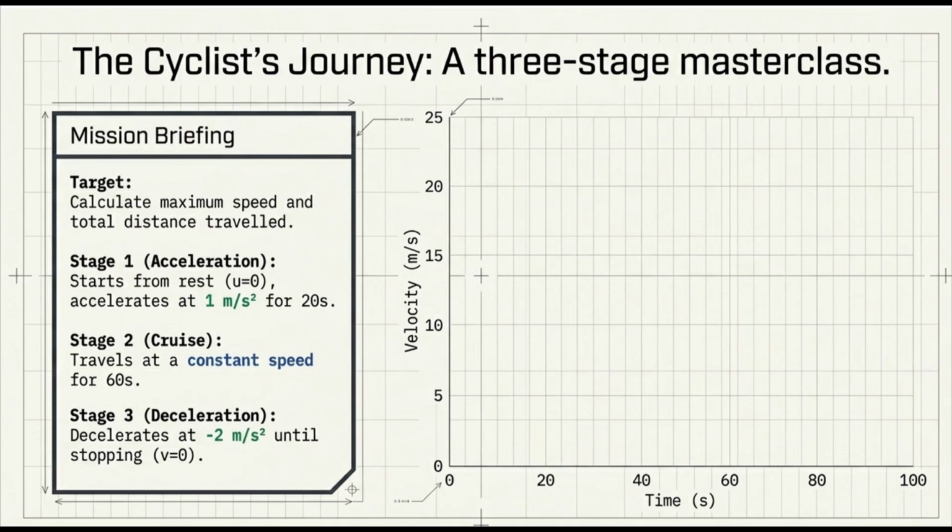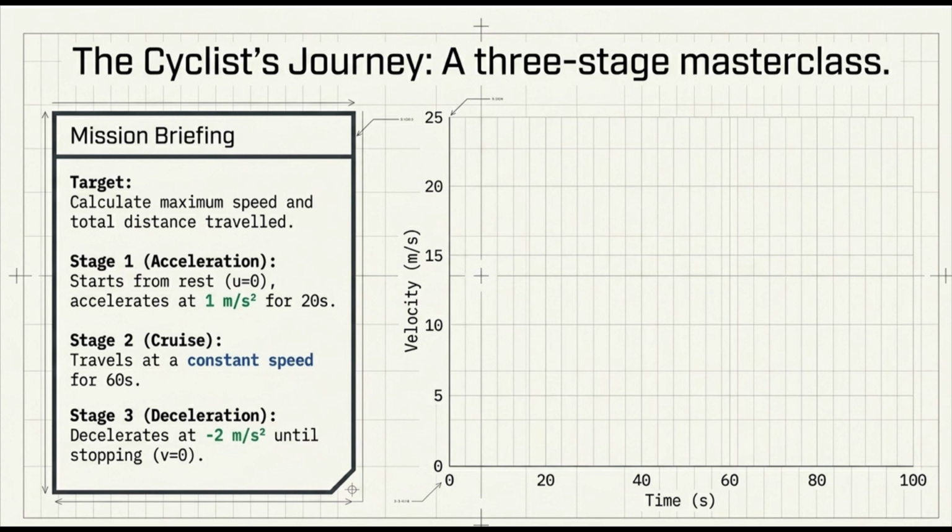So our objective is to analyze the velocity time graph and calculate the distance traveled during each stage. This example demonstrates how graphs and equations work together in solving real world motion problems. So this is how it works. Here the target is to calculate maximum speed and total distance traveled. A velocity time graph will be provided.